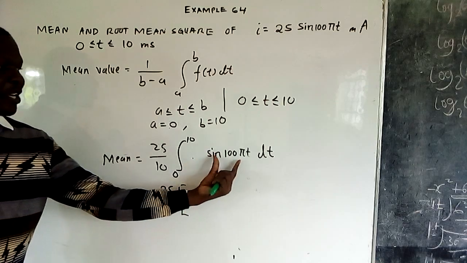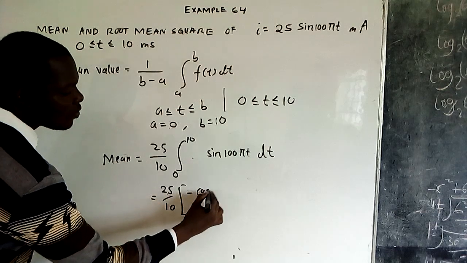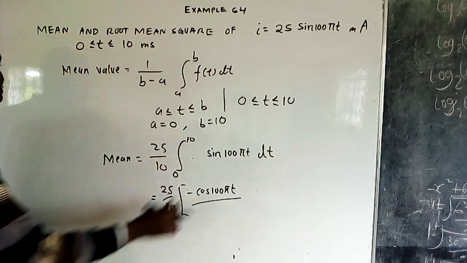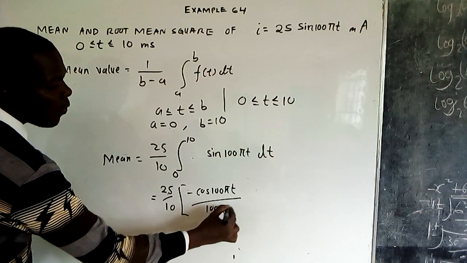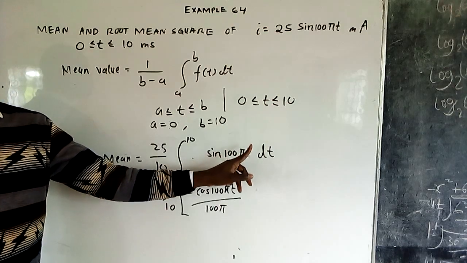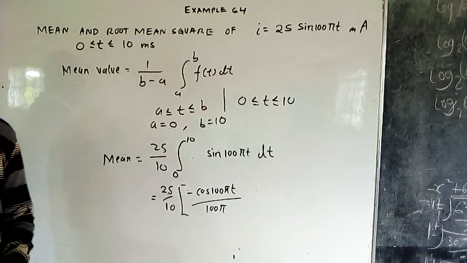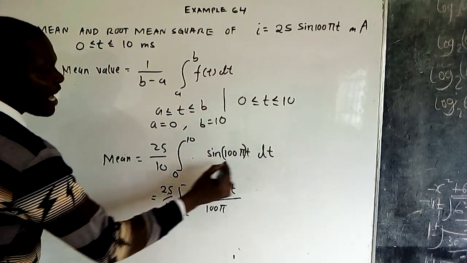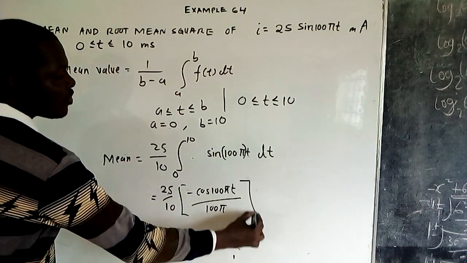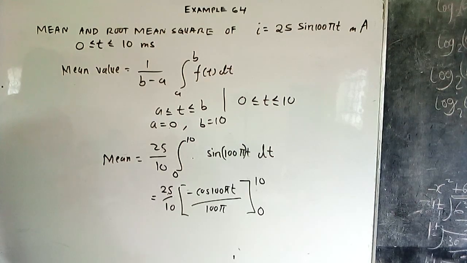If you integrate sine, you get negative cos, meaning we are going to get negative cos 100 pi t. Then we divide by the derivative of the inner function, which must be a constant. So what is the constant of the inner function there? 100 pi, because if you differentiate 100 pi t, when you differentiate t, you remain with 100 pi. So the constant there is 100 pi. Are we together? Then you put the limits of integration from 0 to 10. Is that okay?